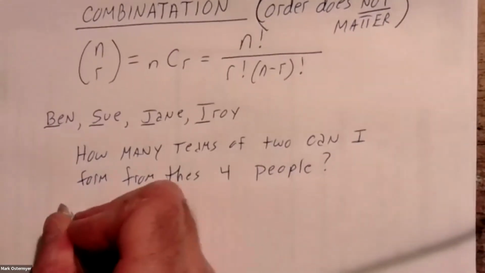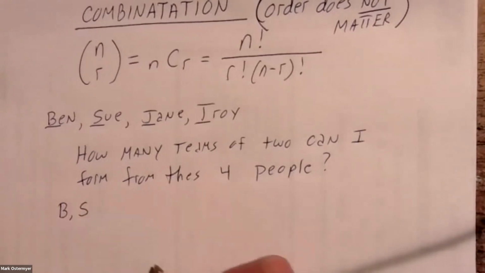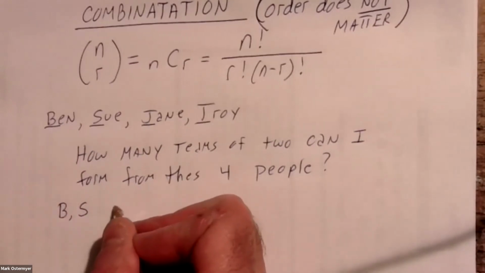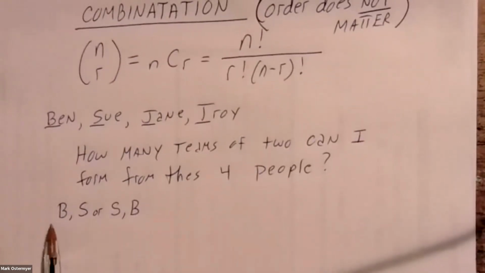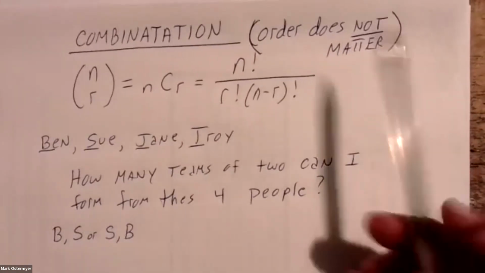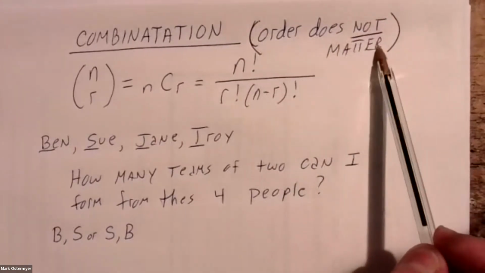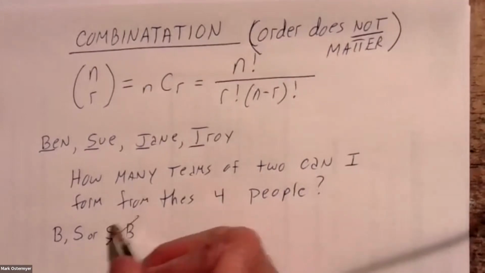Okay? So, how many different ways can we form teams of 2 people here? Well, we could have Ben and Sue be on one team. Why would I also not count Sue and Ben? Why don't I count Sue and Ben if I already have Ben and Sue? Because order does not matter. I don't care in what order I selected the 2 people. All I care about is I have a team of 2 people. We don't count this one.